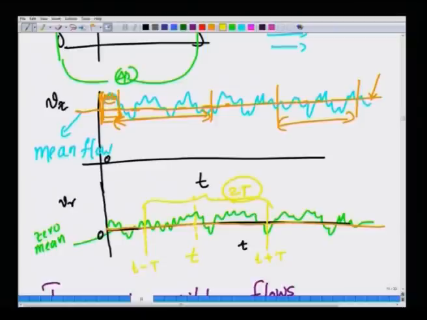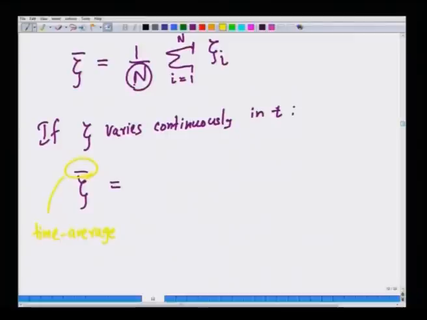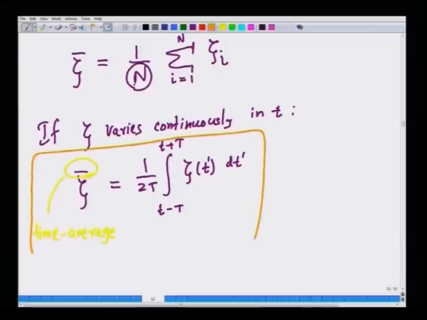So I am going to take this function, let us say Vr here, and integrate from t minus T to t plus T over time, and then divide by the interval over which I am integrating. Now we are just writing a generic variable zeta of time, and we can use a dummy variable t prime to do the integration. This is the general definition of a time average, denoted by an over bar. This is essentially a generalization to continuous time of the discrete time average, which we are all familiar with.